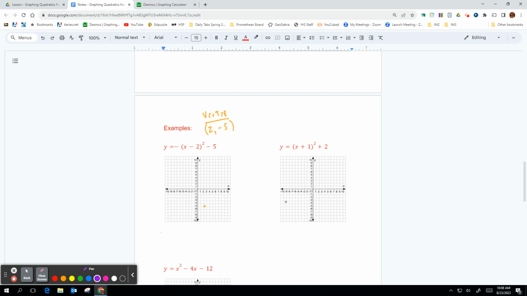So if I put 0 in for x, so I have a negative. I almost didn't see that negative. If I put 0 in for x, look, I just put 0 for x. That was it. And I can just figure this out. So 0 minus 2 is -2. -2 squared is +4. So 4 minus 5 is -9. So the y-intercept, I'll write that right over here. The y-intercept is 0, -9.